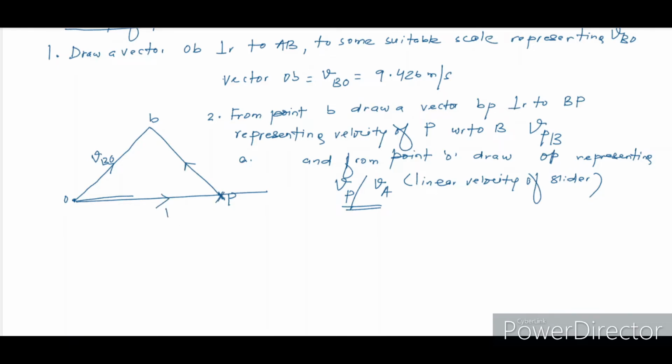So this is your velocity of point P, or you can say point A, and from B to P will be the relative velocity of point P with respect to B.